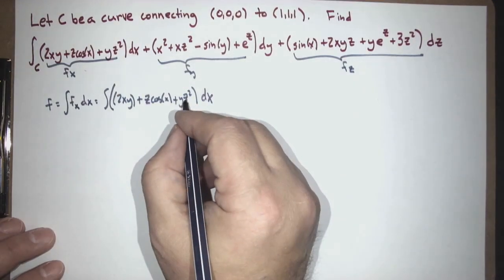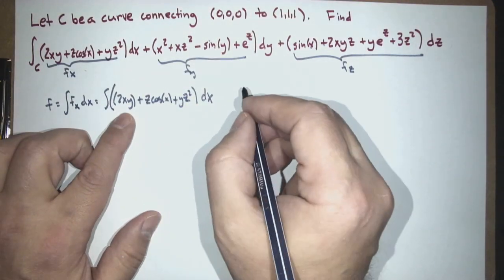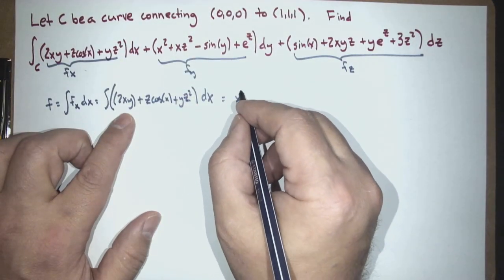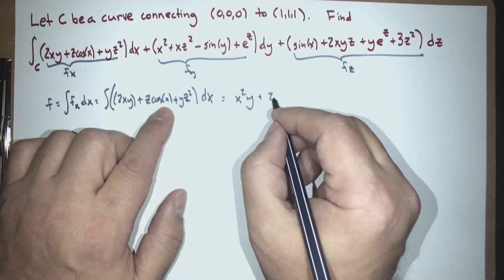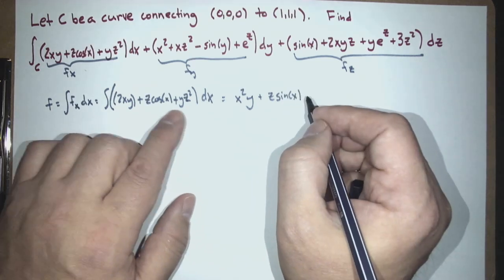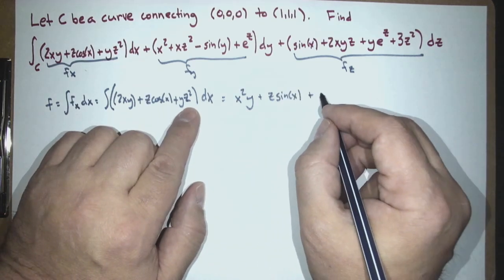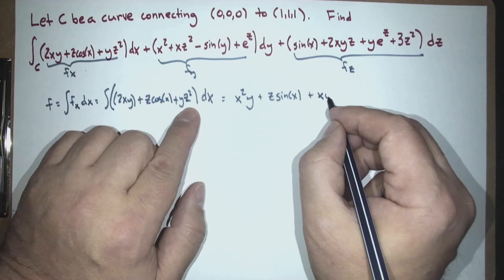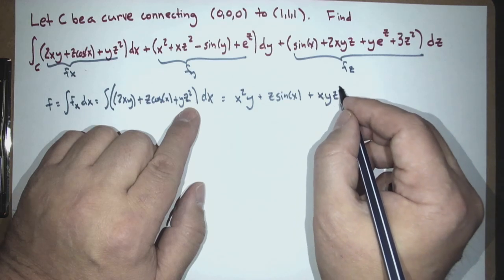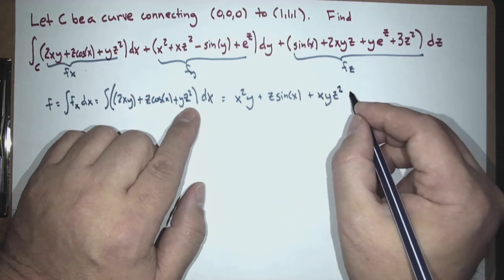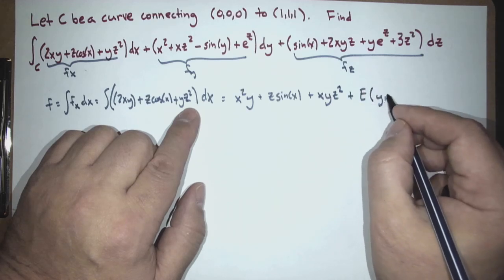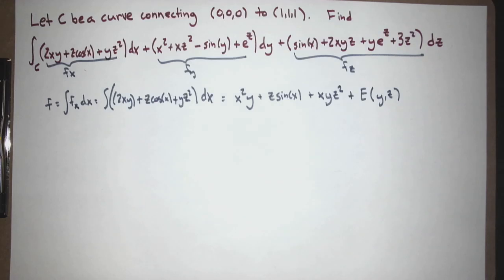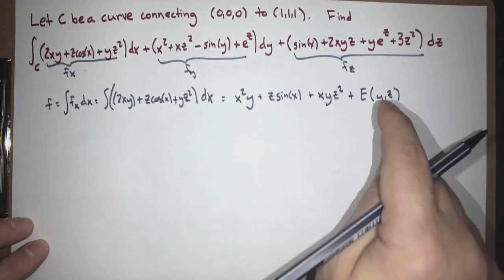Constants. All right, the integral of 2xy is x squared y, the integral of z cosine x is z sine x, the integral of yz squared is xyz squared, plus some function which only depends on y and z. Well, that's one way to look at f, but of course we don't know what this function is.